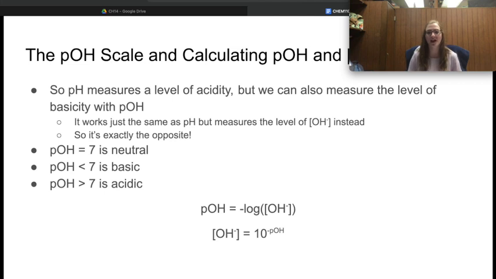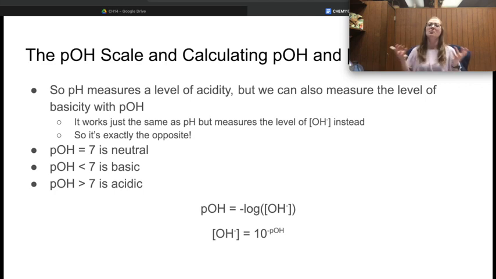Okay, so we have just a little bit more information to cover about the pOH scale. So I'm wondering, have you made the connection yet? If we have the pH scale, I wonder what the pOH scale measures. The concentration of OH minus instead, of course. So it's literally the exact opposite. Instead of measuring the level of acidity, which is what we measure with pH, here we're going to be measuring the level of basicity with pOH instead. So we're comparing these two different scales that are exactly opposite of each other.